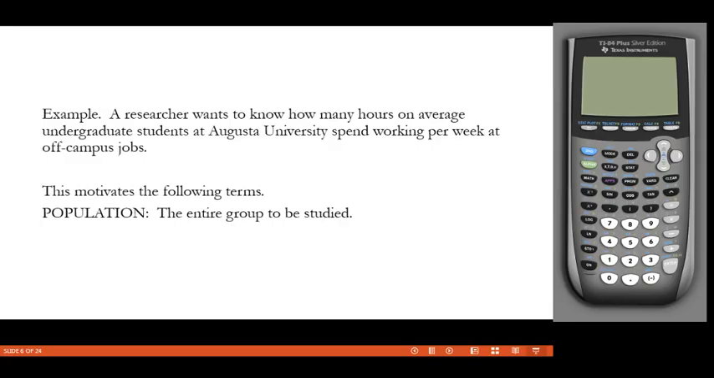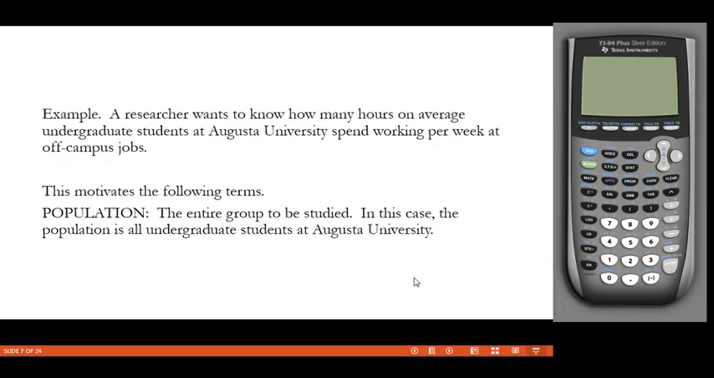So first of all, we want to make sure we know what the entire group that we're interested in studying is going to be. In this particular problem, the group that we're interested in is the undergraduate population at Augusta University as a whole. So the group we're interested in is all the undergraduate students at Augusta University.